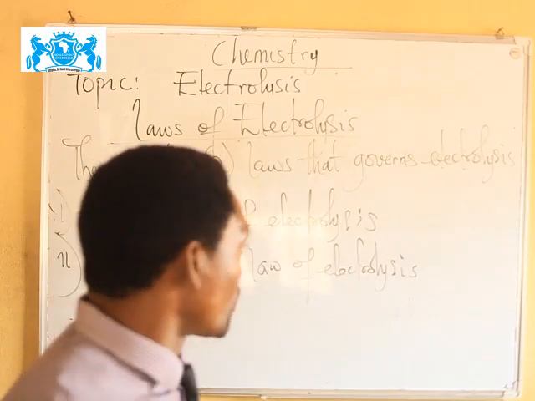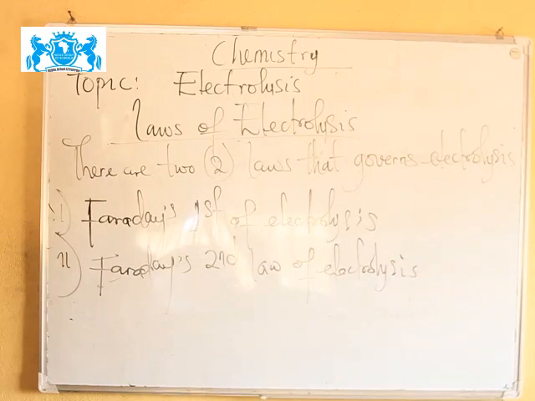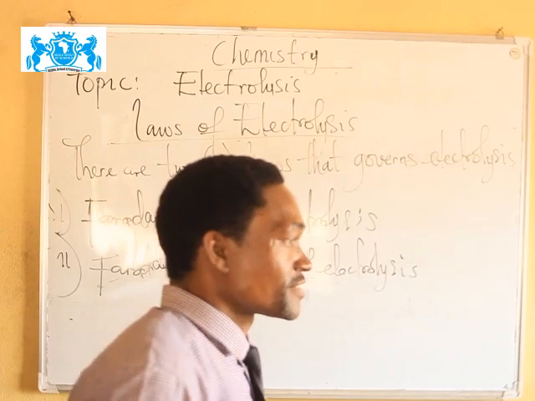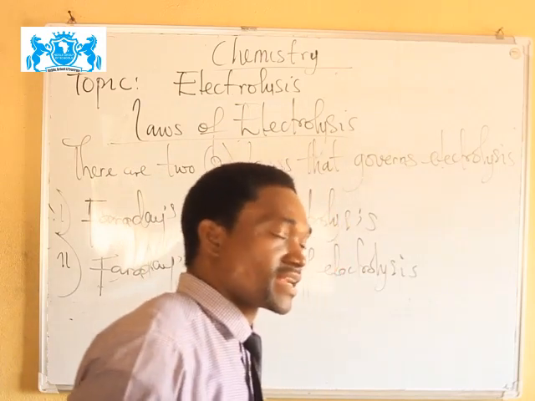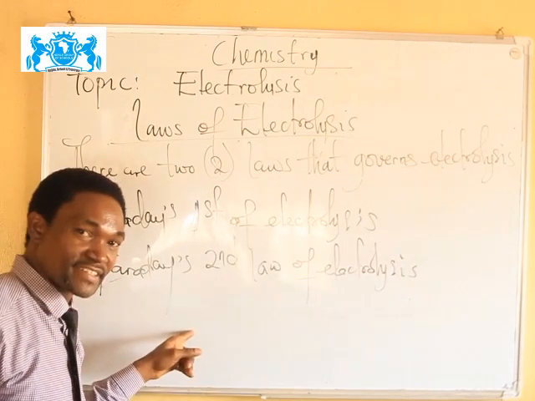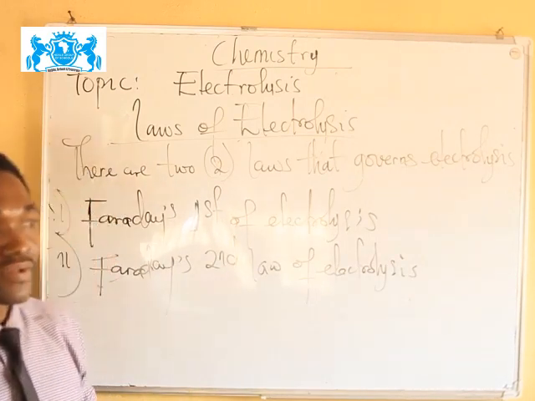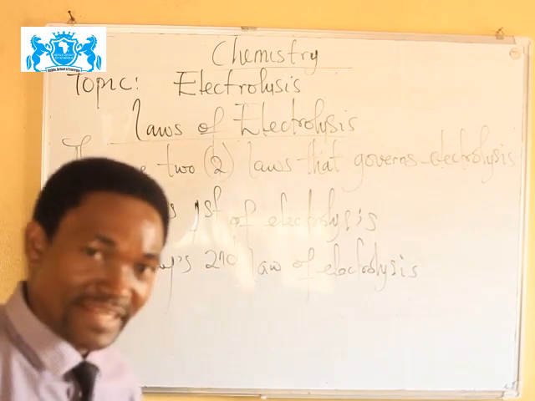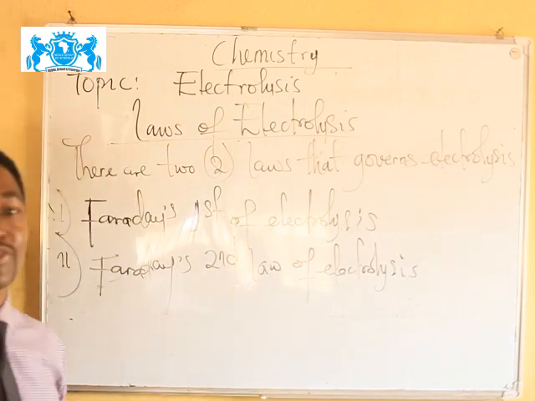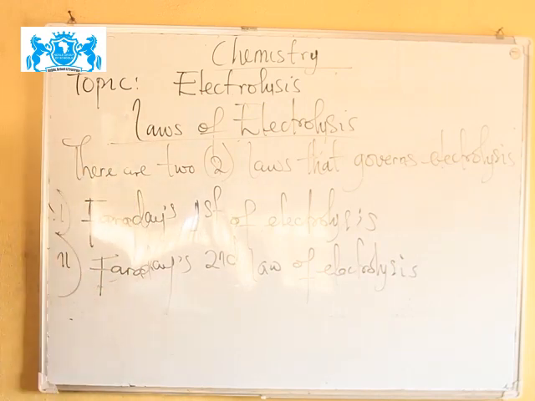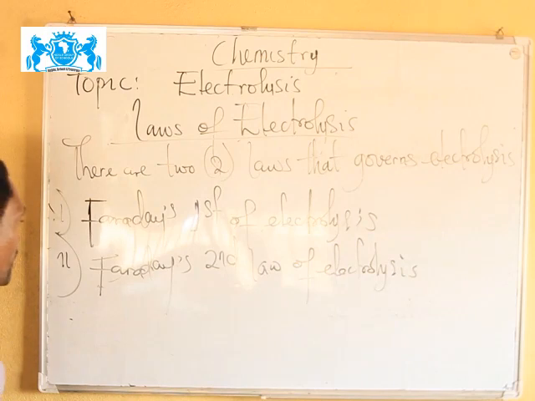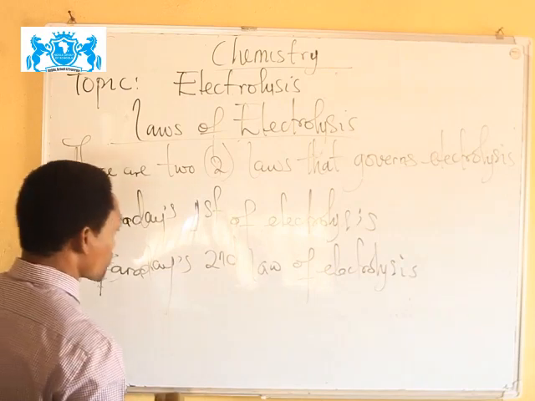Now, Faraday's first law compares the mass of an element discharged, being proportional to the quantity of electricity that is allowed to flow through the electrolytes. The second law tries to compare the relative amounts of moles of an element deposited and the charge on the ions of the element. Let's take a look at Faraday's first law and how it affects the mass of an element deposited during the course of electrolysis.